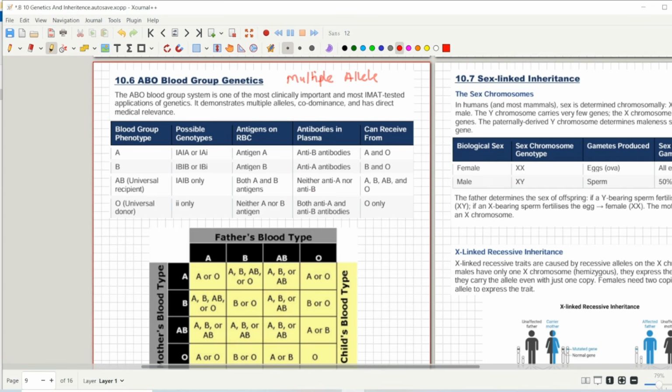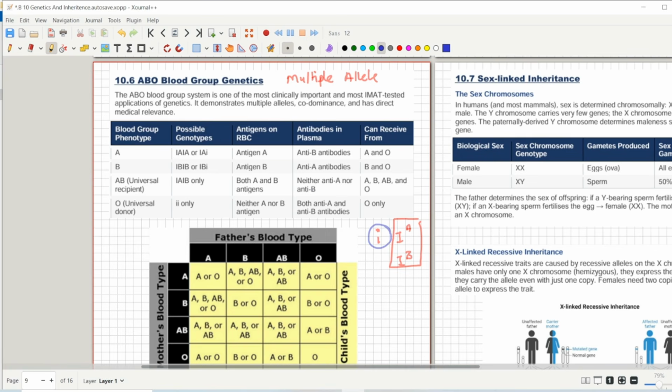So the ABO blood group system is an example of codominance. What are the alleles that the ABO blood group system has? There are 3 types of alleles: small i, IA and IB. IA and IB, both of these are dominant, while small i is recessive. So capital IA and capital IB are dominant and small i is recessive.